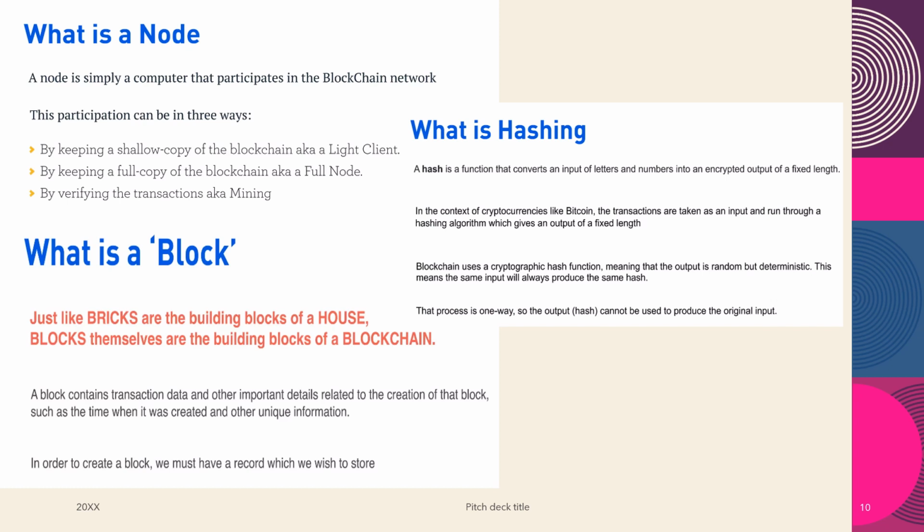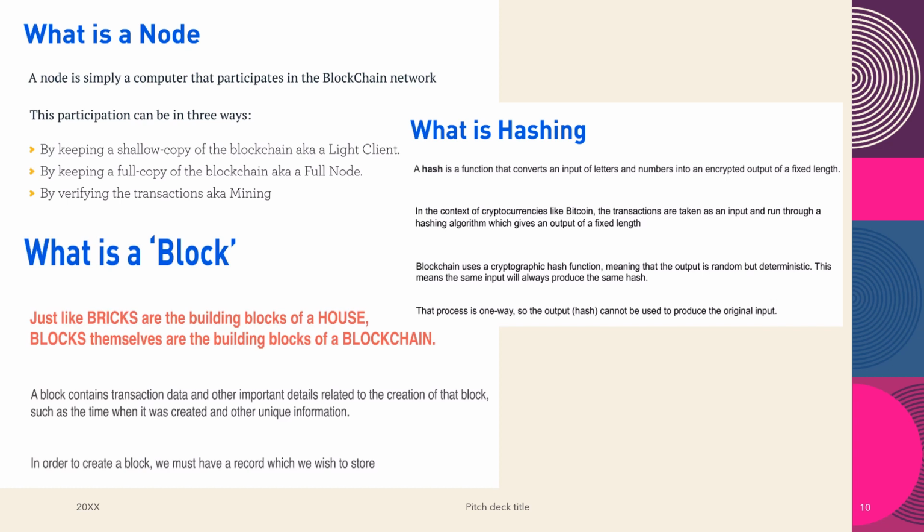So in order to create a block, you must have a record which you wish to store. Then, in terms of a hash, it is a function that converts an input of letters and numbers into an encrypted output of a fixed length. So in the context of cryptocurrencies like Bitcoin, the transactions are taken as an input and run through a hashing algorithm, which gives an output of a fixed length.